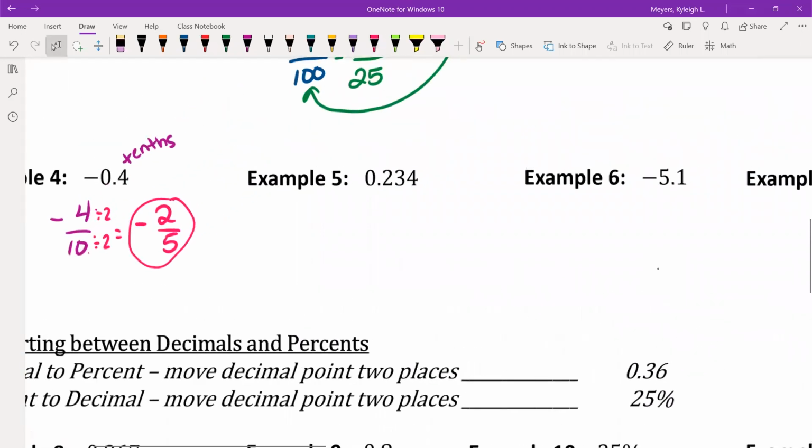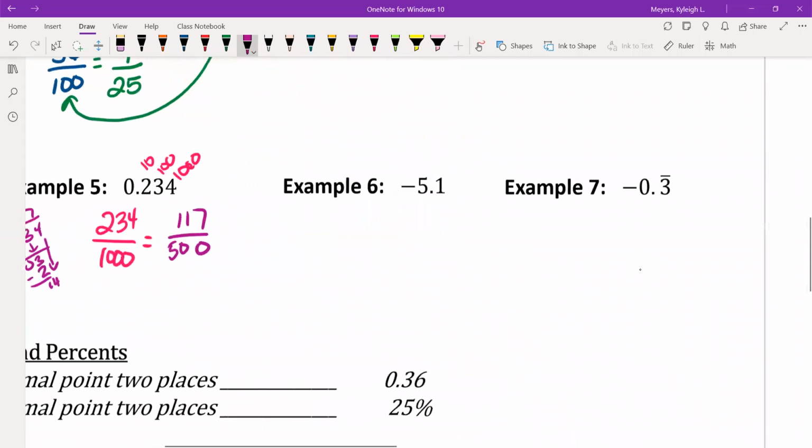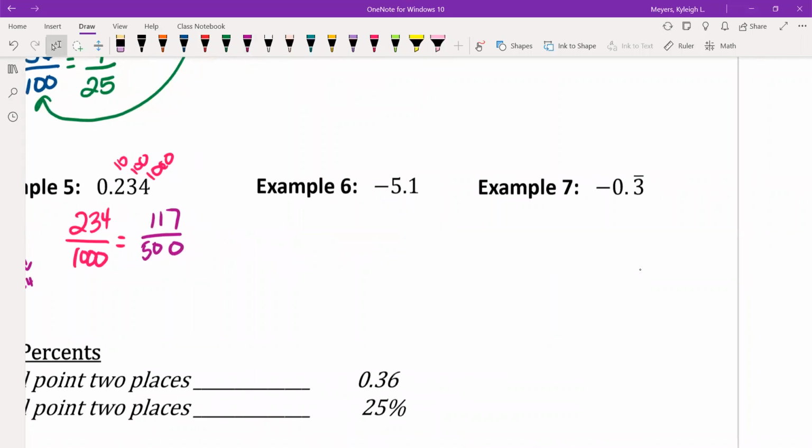Okay. This one is in the thousandths place. So we put it over 1,000. And then we can simplify. Okay, so simplify if you can. I want you to try to figure that out. Probably divide by 2. Okay, so hopefully you got 117 over 500. Okay, just do long division. Try example 6.